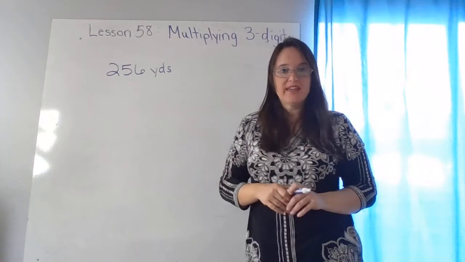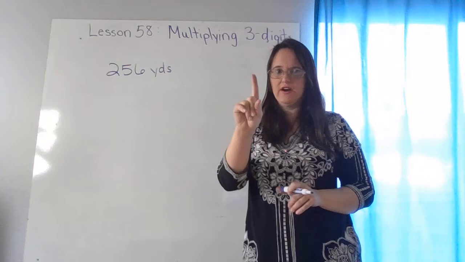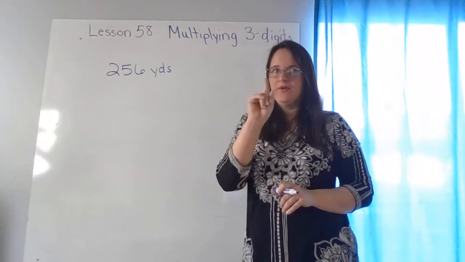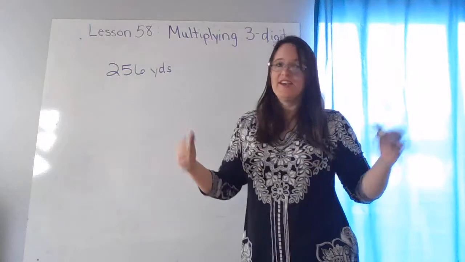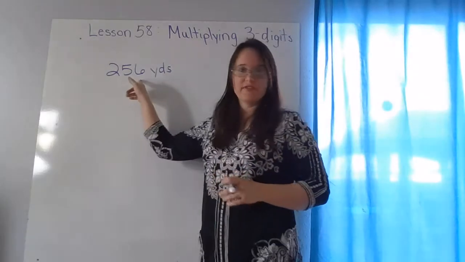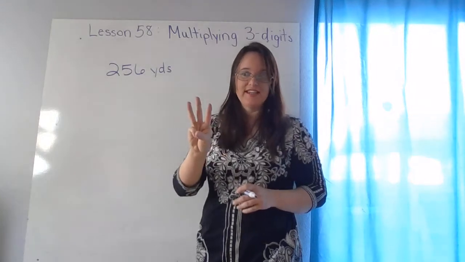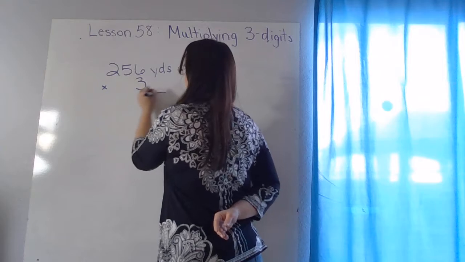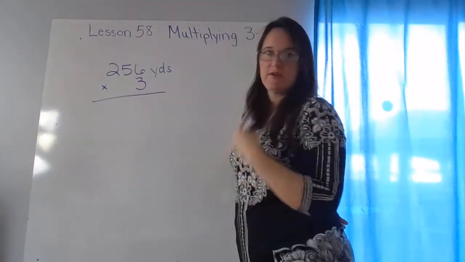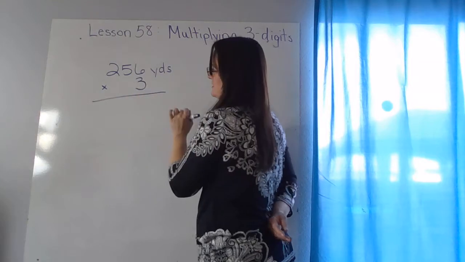In order to do that, we need to know how many feet are in 1 yard. 1 yard equals 3 feet. So each of these 256 yards represents 3 feet, so we are going to multiply times 3. So again, start with the digit closest to the right. In this case, it's the ones place.